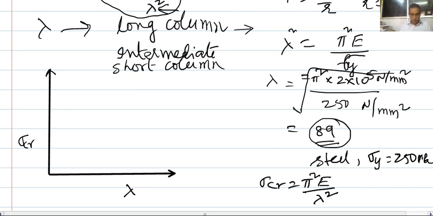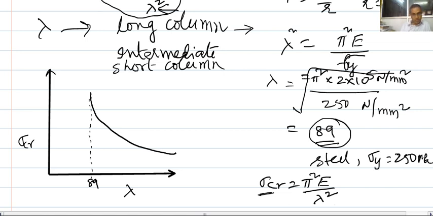Now, if I go on changing lambda, it is a quadratic equation, you will see something like this. As lambda, the slenderness ratio, increases, what happens? The critical stress will reduce. So, something like this will happen. Sorry, I am not able to draw a proper curve. Something like this. Okay, this is what we see. That means if I try to draw this particular point here, this is lambda equal to 89.